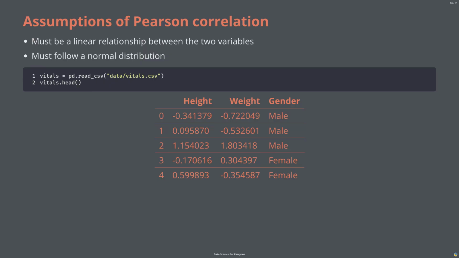Before using Pearson's correlation, we need to make sure that the data meets certain assumptions. The first assumption is that there is a linear relationship between the two variables, and the second assumption is that the data must follow a normal distribution. Let's bring in the vitals dataset that contains the height and weight of several individuals. The data contains 3 columns: height, weight, and gender of 500 individuals. The link to this data is in the description.